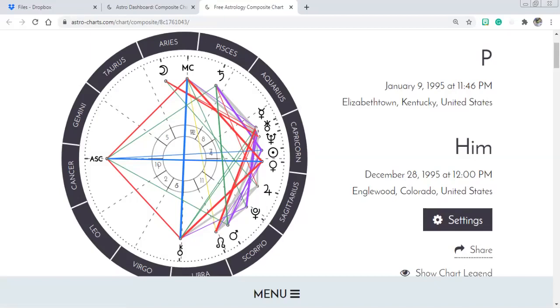Chiron, the wound, is in the third house, so maybe there's some communication issue. That probably makes sense because if these two are so stubborn in their feelings sometimes, with that Aries energy here, the balance is that the words they say to each other might hurt each other and cause some wounds in their partnership. So that's important to keep in mind.